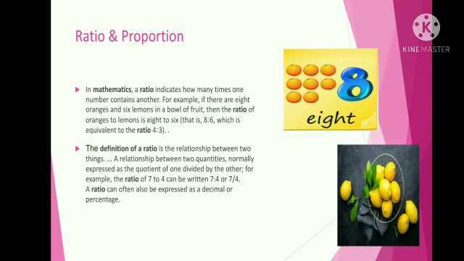The definition of a ratio is the relationship between two things. A relationship between two quantities normally expressed as the quotient of one divided by the other. For example, the ratio of 7 to 4 can be written 7:4 or 7/4. A ratio can often also be expressed as a decimal or a percentage.